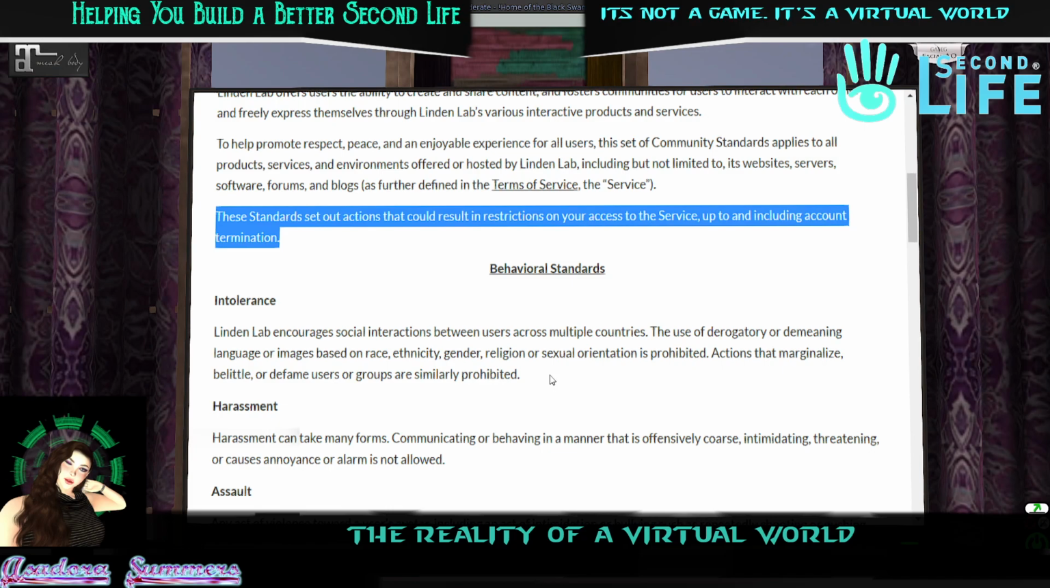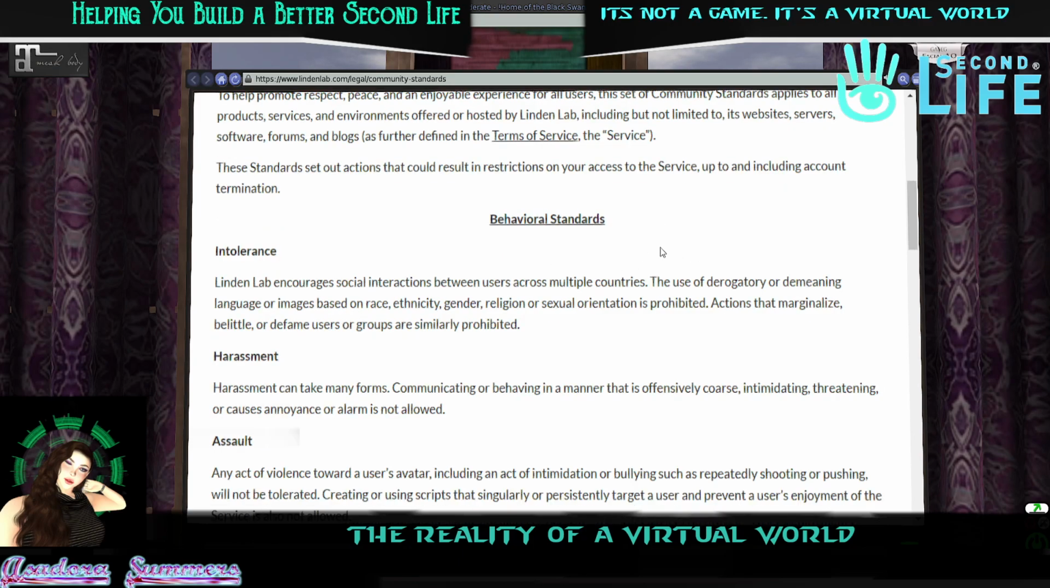And again, the community standards is included in the terms of service. Just because you have the terms of service all listed on its own web page and the community standards all listed on its separate web page, it does not mean that you cannot get in trouble by Linden Lab, because these standards, the community standards, set out actions that could result in restrictions on your access to the service up to and including account termination. Let's begin.